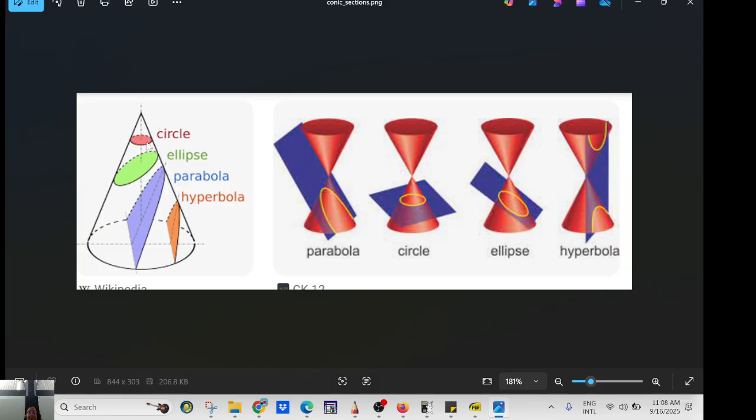So it could be a circle, an ellipse, a parabola, and a hyperbola. They are called conics. That's from the Greek, right? If you cut this way, you have a circle. This is a cone: ellipse, hyperbola, parabola.